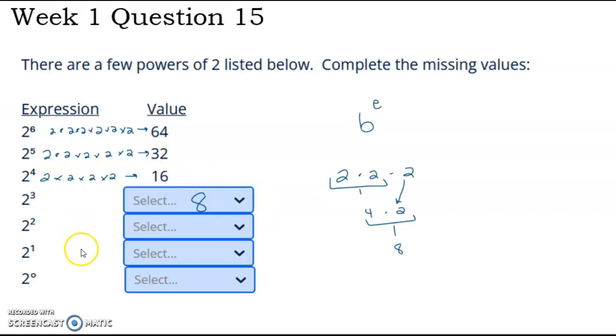Do another one. 2 to the 2nd power is pretty easy. That's just 2 times itself 2 times. So 2 to the 2nd power would be 4. That's 2 times 2, which is 4.